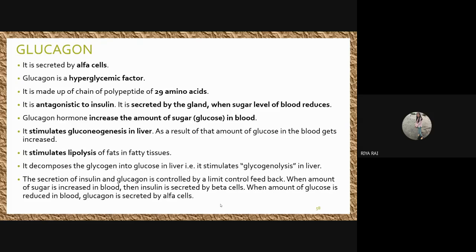As a result of this, the amount of glucose in the blood increases, and it stimulates the lipolysis of fat in fatty tissues. It decomposes glycogen into glucose in the liver, that is glycogenolysis. The secretion of insulin and glucagon is controlled by limit control feedback. That is, when blood sugar increases, insulin is secreted, and when it gets reduced, glucagon is secreted.